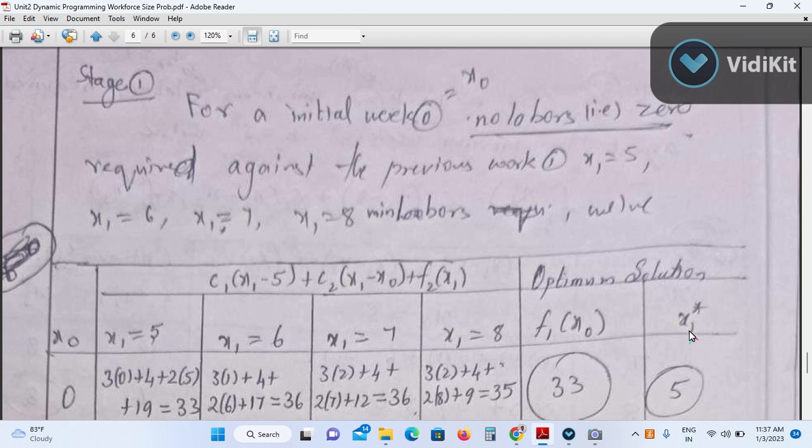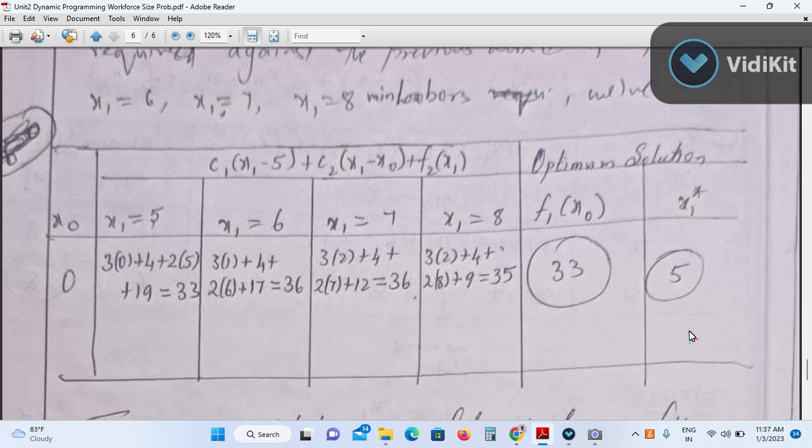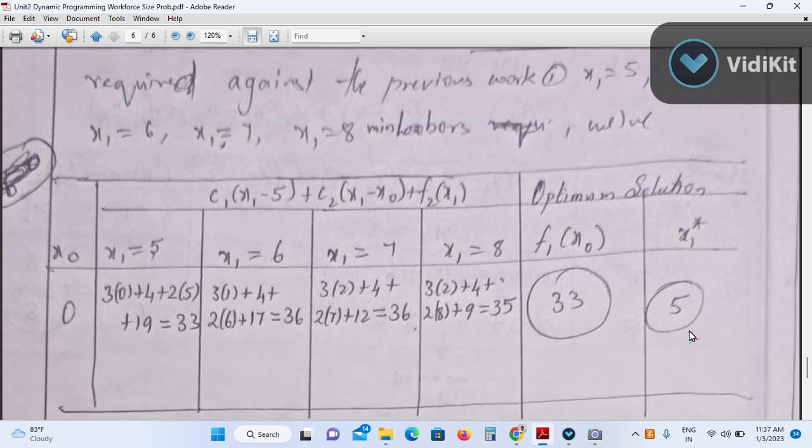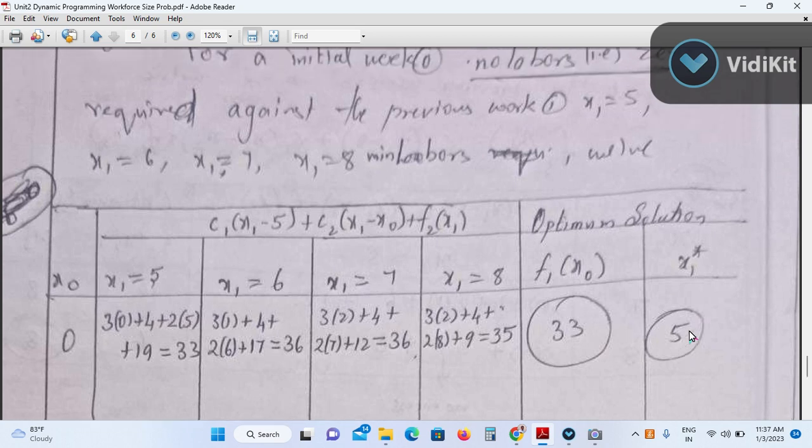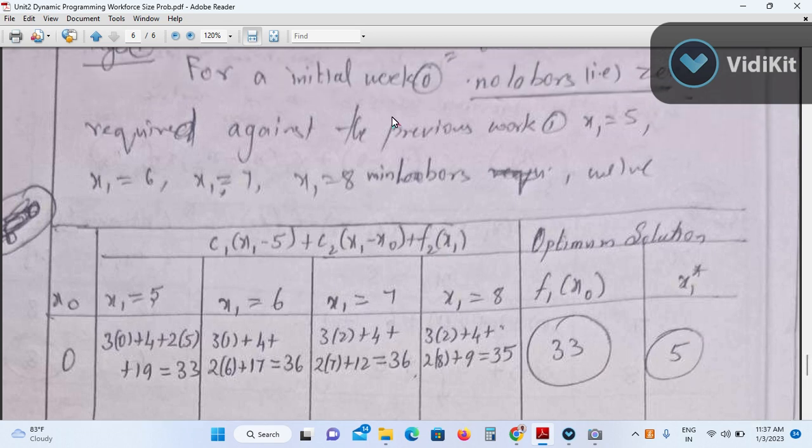So the final stage, that is, week 1 to the starting place. That is for the initial week. Initial week means you are starting the project, right? At the project start, no laborers required. That is the meaning. Here I'll put 0. Against the first week, the minimum laborers is 5, and that is going up to 8.